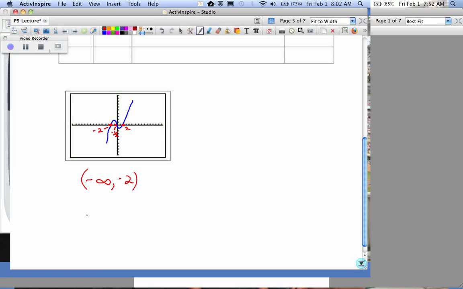What's happening in between the negative 2 and the negative 1/2? It's above. So we don't want that one. What's happening in between the negative 1/2 and the 2? It's definitely below. So we can add that to our list or our intervals, negative 1/2 to 2. And after 2, what's it doing? Going above. There's your answer.